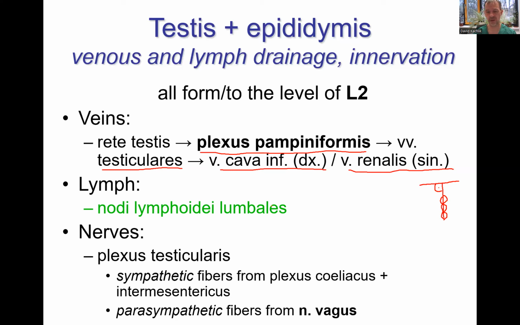The lymph is drained again to the level of L2, so to the lumbar lymph nodes, and the innervation comes in plexuses around vessels. So we have a testicular plexus, which contains, of course, sympathetic fibers coming from celiac plexus, but don't forget about the vagus nerve innervation coming here, and it's the most caudal part of the body supplied by vagus nerve.